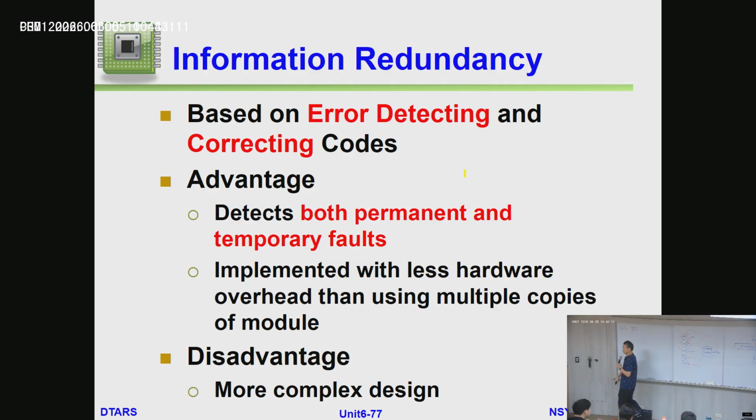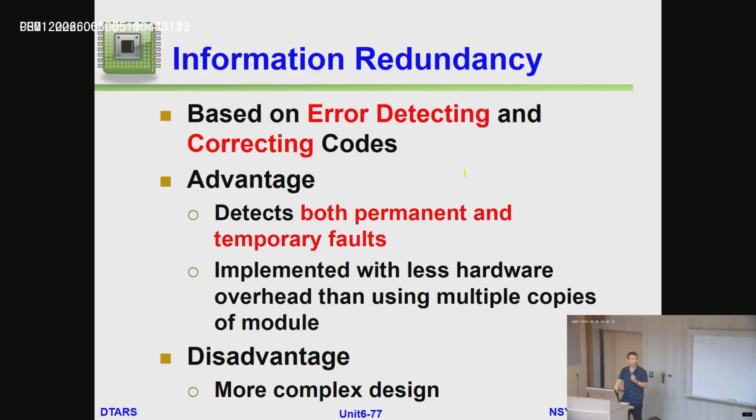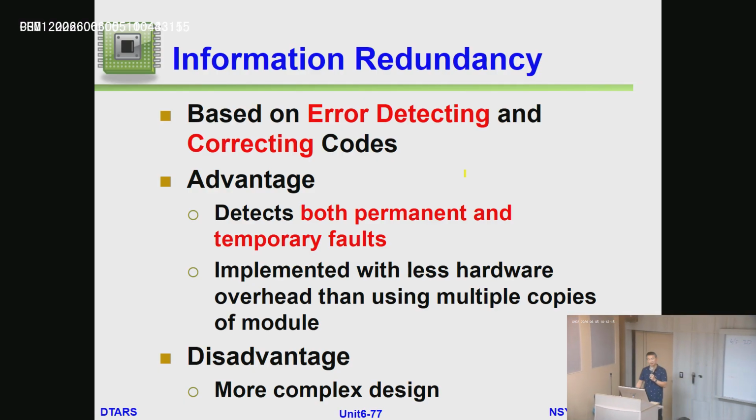For this one, because there are a lot of mathematical theories and models, later I will just focus on some important concepts and some examples to let you know the critical parts of this information redundancy. Basically, it is error detecting and correcting code.